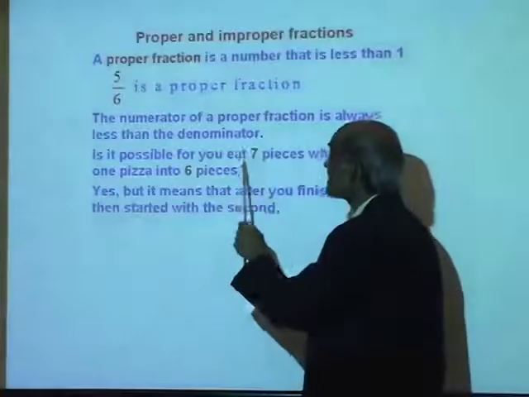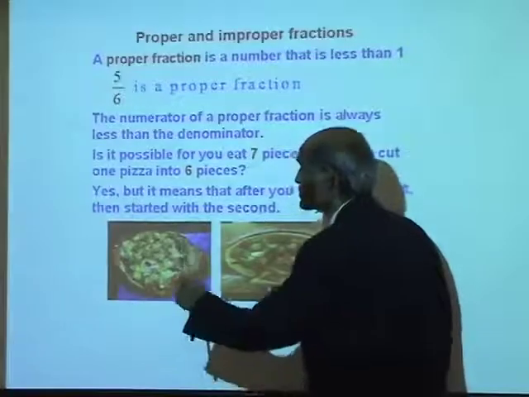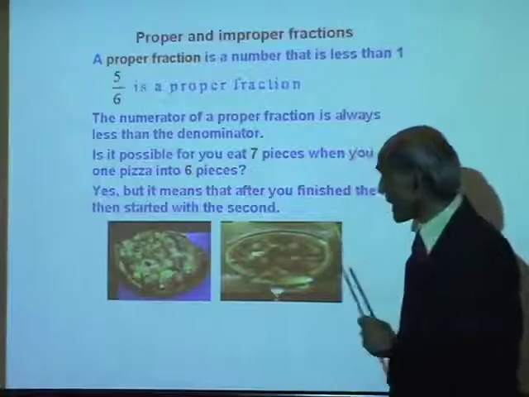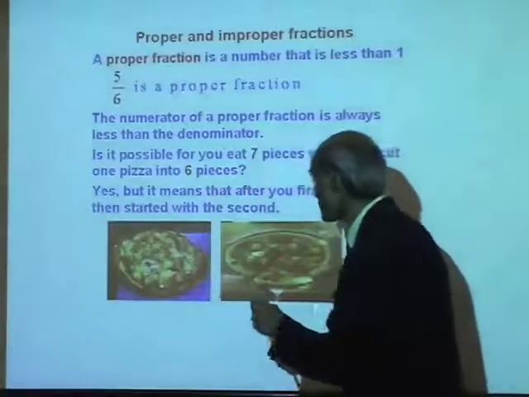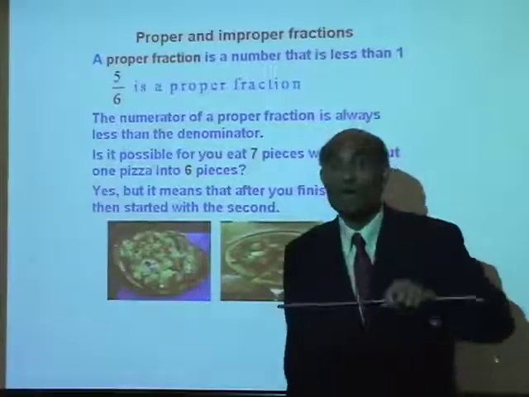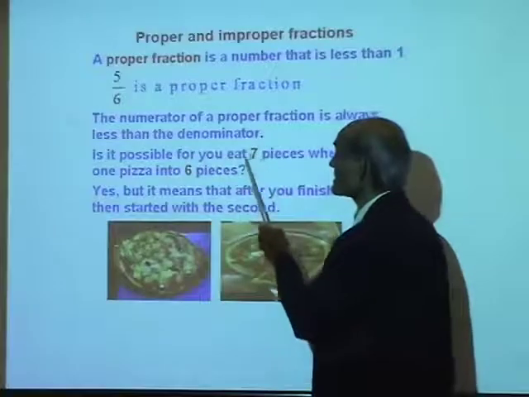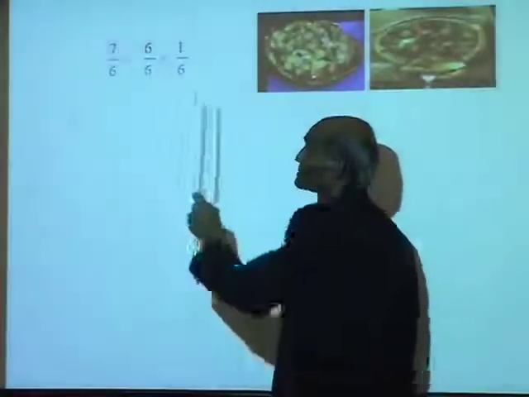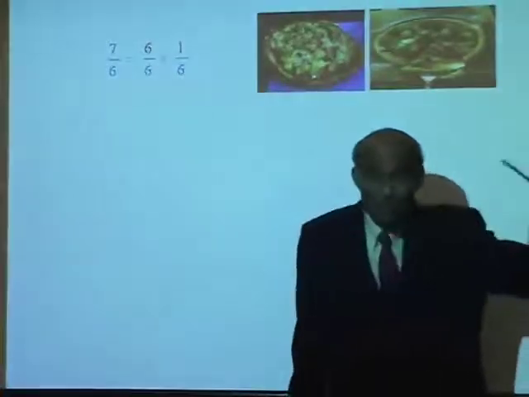And we call it 7 out of 6. You see, you have eaten all the 6 pieces of the first pizza, and you have now come and taken 1 piece out of 6 from the second. So, you have actually eaten 6 plus 1, 7 pieces when one pizza was cut into 6 pieces. So, that fraction is 7 out of 6. Is that right? Okay. Now, 7 out of 6 can be understood as 6 out of 6. That is the first whole pizza.